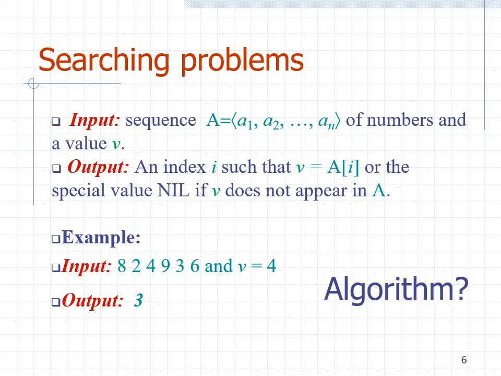Let's look at another practical example, searching problems. Again, the input of the searching algorithm is a sequence of numbers A and a value V. The output of the algorithm this time is an index i such that the ith element of the sequence has value V, or the output is a special value NIL if V does not appear in sequence A. For example, if the input is the sequence 8, 2, 4, 9, 6 and the value 4, then the output of the algorithm is index 3 because the third element has value 4. We will examine the algorithm in detail in class.